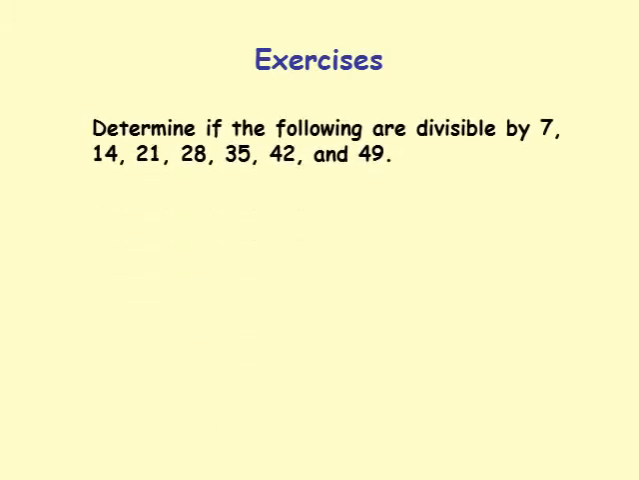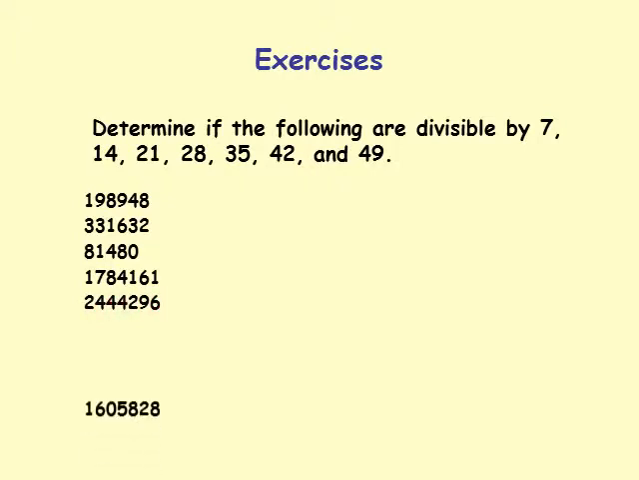Do some exercises now. Determine if the following numbers are divisible by 7, 14, 21, 28, 35, 42, and 49. First number 198948. Next number 331632. Next number 81480. Next number 1784161. Next number 2444296. Next number 1605828, and some more.